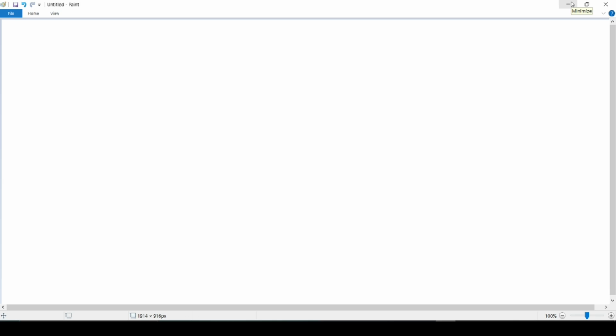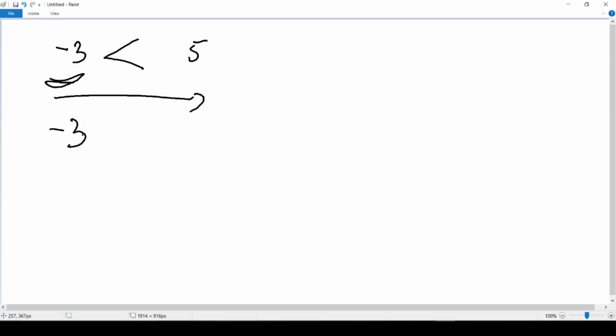First of all, let's agree that any positive number is greater than any negative number, right? So if I have -3 and 5, the symbol that I will be putting in between them is less than. We start reading from the left to the right, and we say -3 is less than 5.